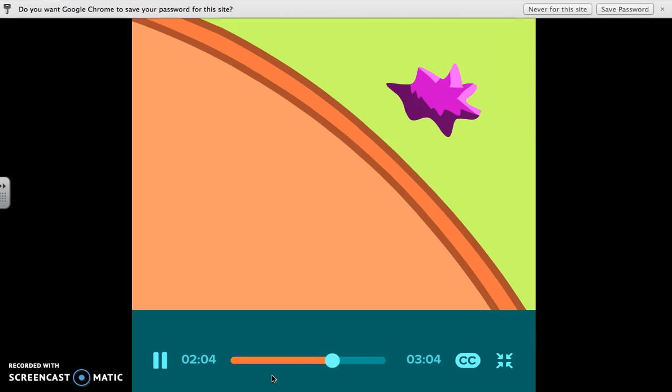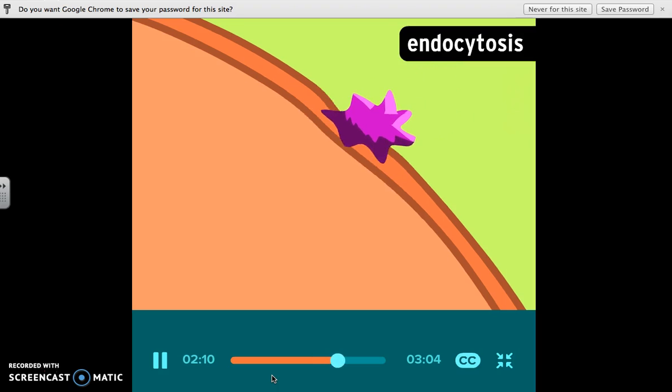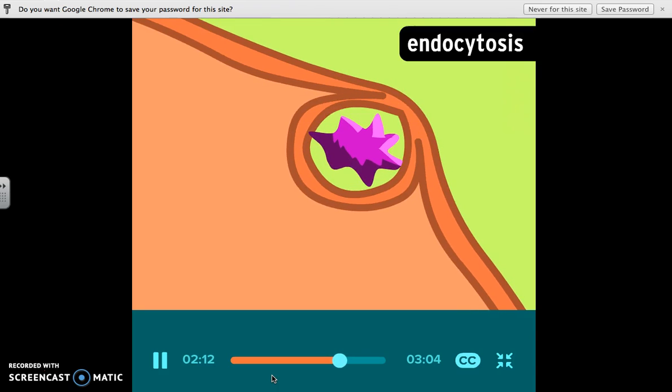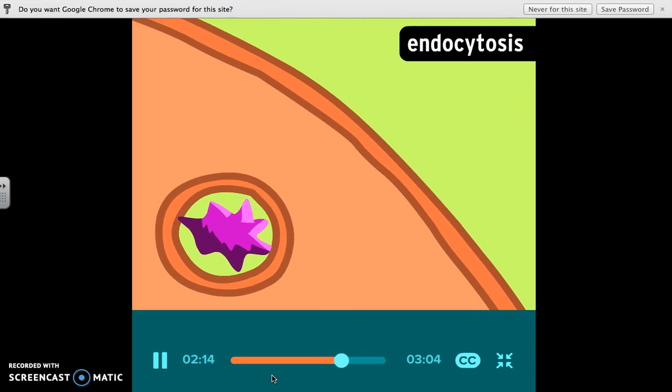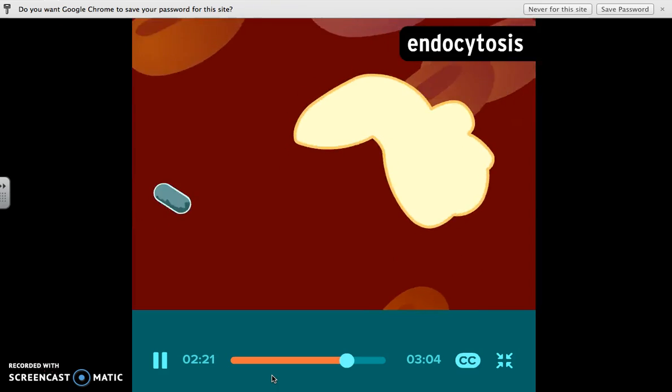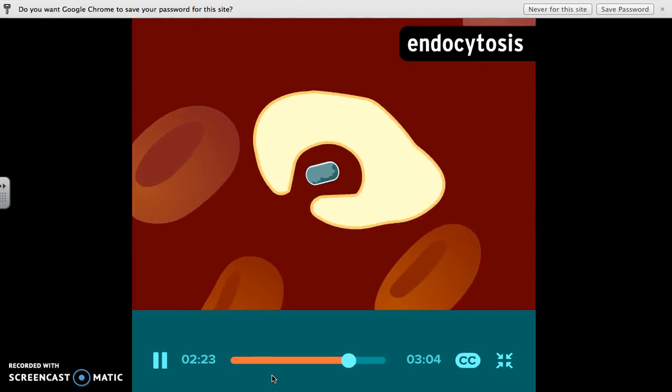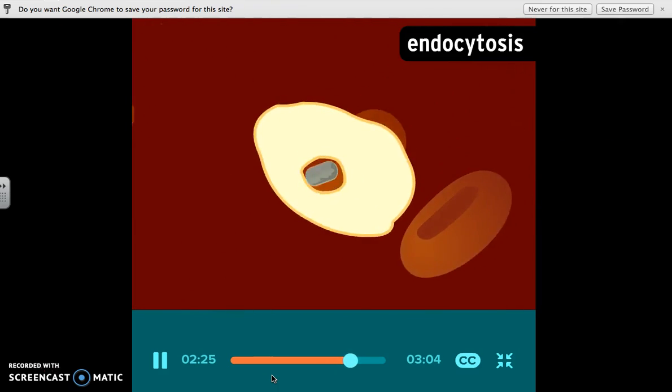Sometimes cells absorb substances by another form of active transport called endocytosis. That's when the cell membrane surrounds a substance and engulfs it. The membrane pinches off into a little sphere called a vesicle or a vacuole, and voila, the substance is now inside the cell. The white blood cells in your immune system absorb and kill germs using endocytosis.